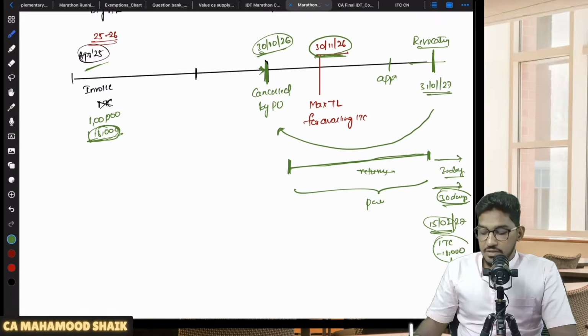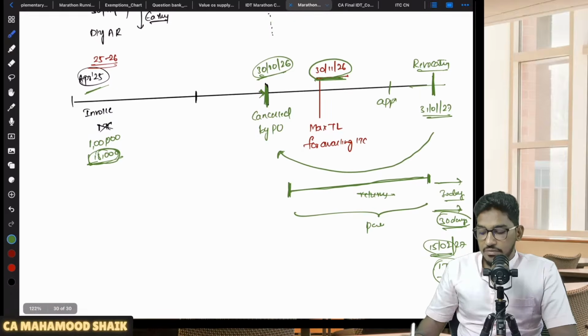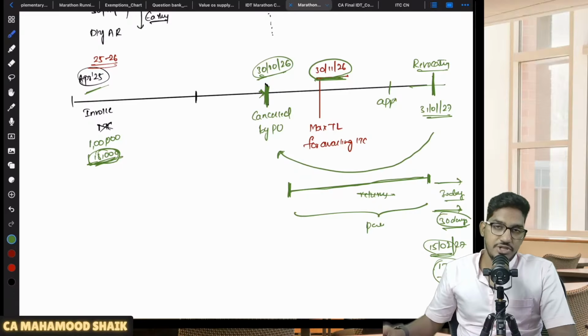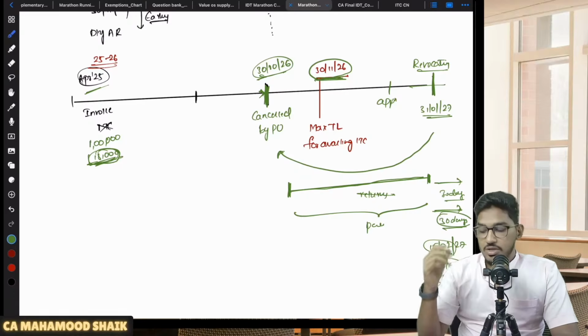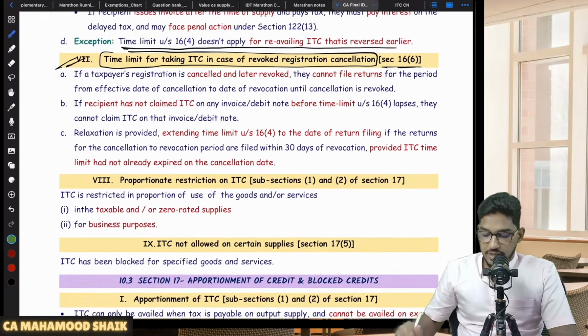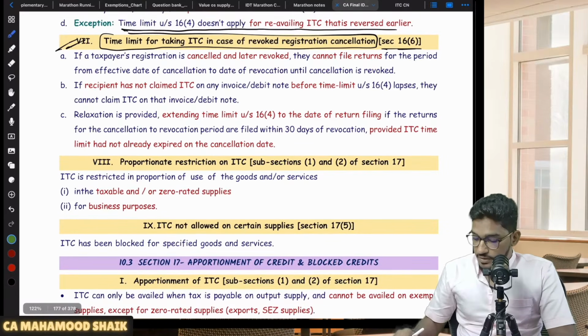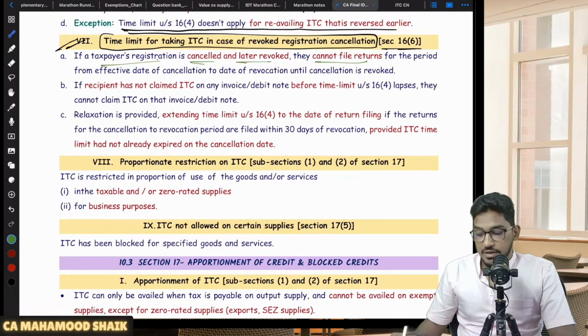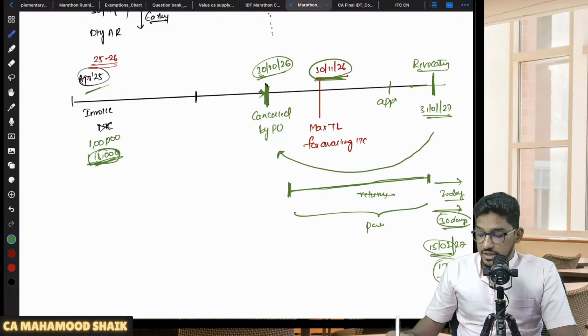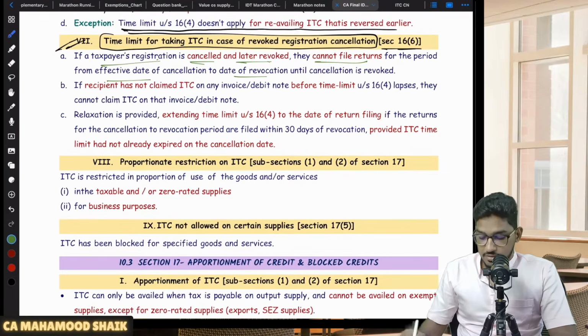So file all your pending returns. Along with that, you can also claim that ITC which you are eligible for as on the date of cancellation. Understood? That is what the next section tries to say. If a taxpayer's registration is cancelled and later revoked, they cannot file returns for the period from the effective date of cancellation to the date of revocation. That's what I told in our example also. So from the date of cancellation till the date of revocation, you will not be able to file the returns.